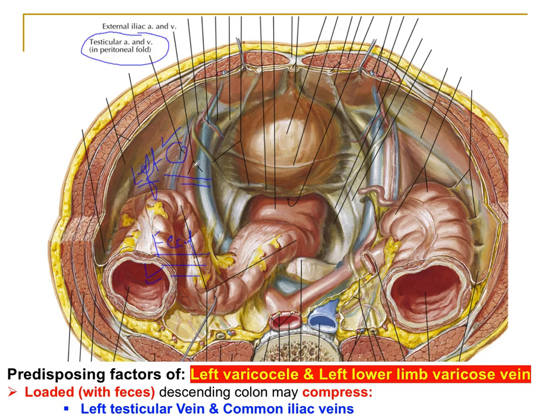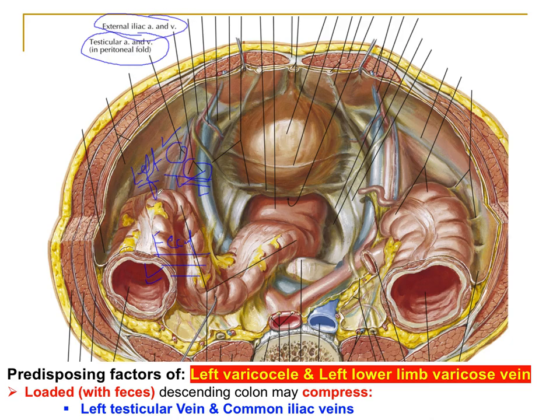Similarly, if you see here the external iliac artery and vein, these are on the left side. They are actually the main artery and vein associated with the left limb, or left lower limb. So compression of any of these might cause a problem with venous return again, so there will be left lower limb varicose veins. It's quite a simple and easy way to understand these things.